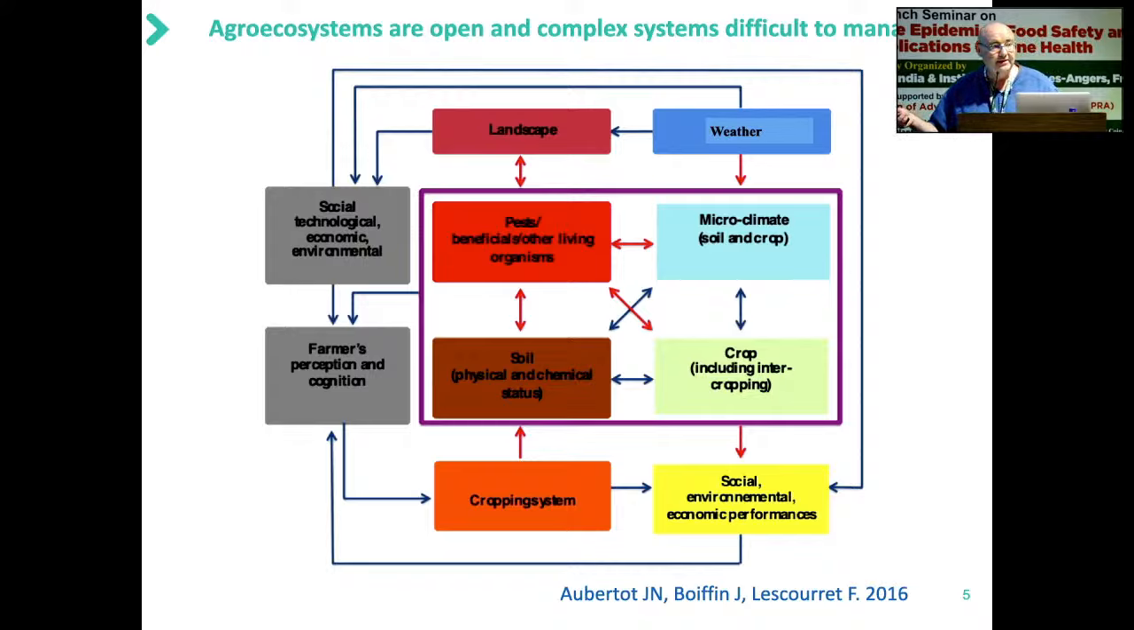So you will have pests. And in my word, when I say pests, it's not only animal pests, but also plant pathogens and weeds, and beneficials or other living organisms. And then you have microclimate, both for the soil and the crop. But this system, it's already quite complex. In addition, it's open, because it has some influences from the landscape. Some pests can come from the field of your neighbor, if you're a farmer, and it's also under the influence of weather.